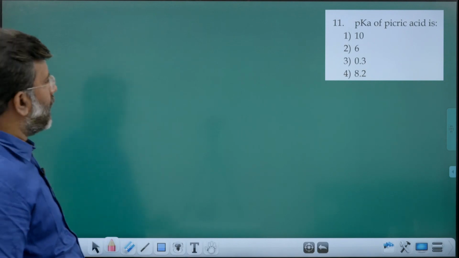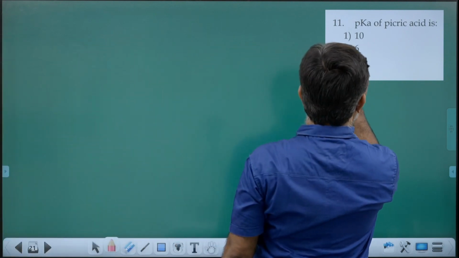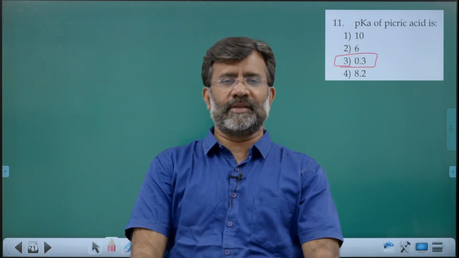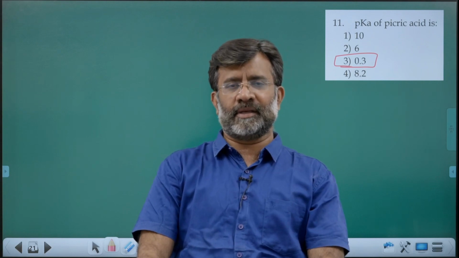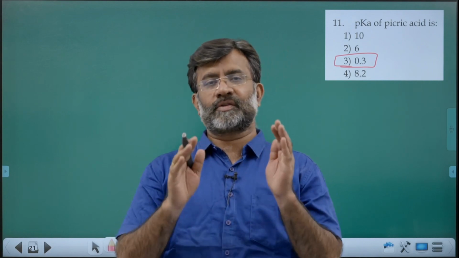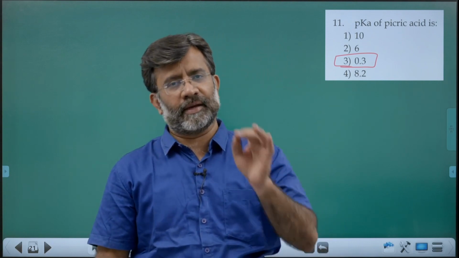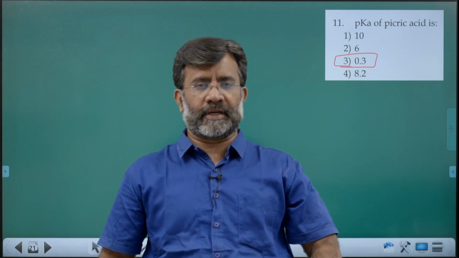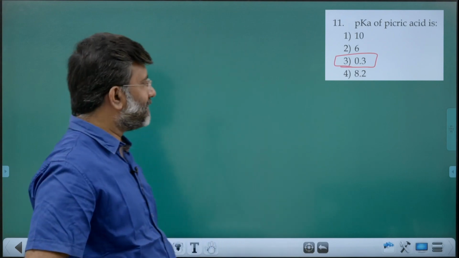pKa of picric acid: I have already commented on it in the previous question. It is in the 0.3 range, which is a low value and comparable with a mineral acid, and that is one of the strongest acidic characters among the phenol derivatives. Okay, next.